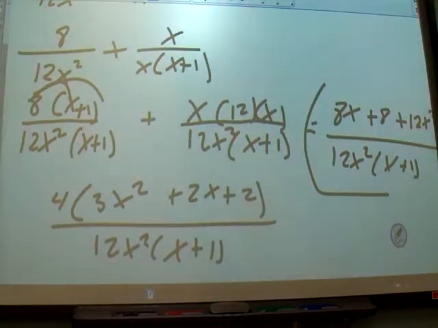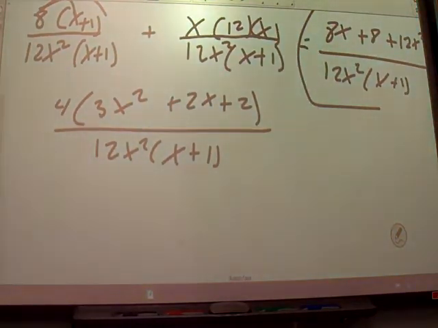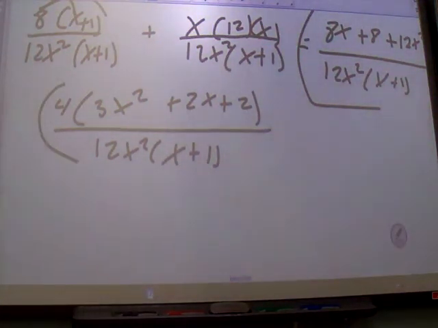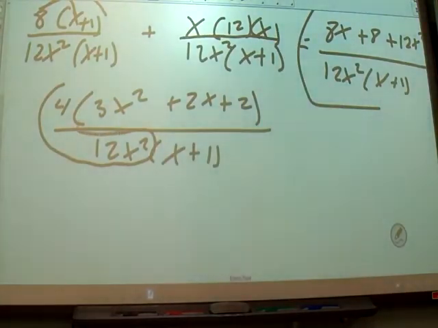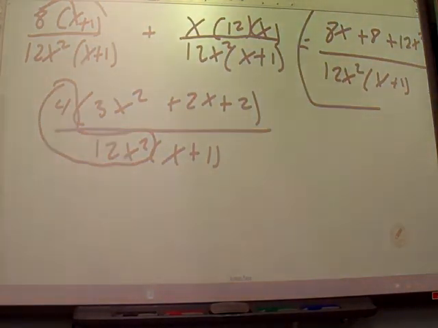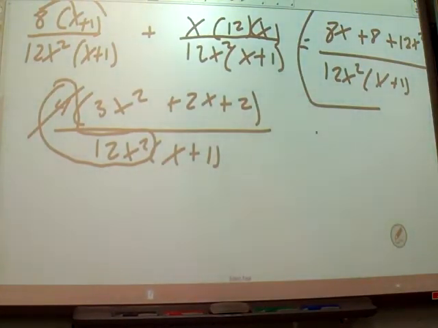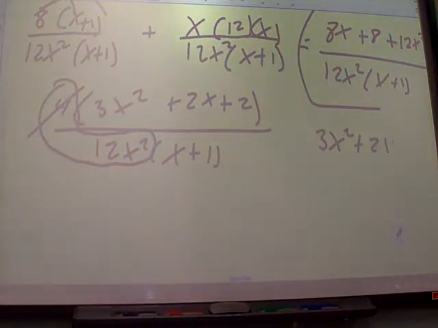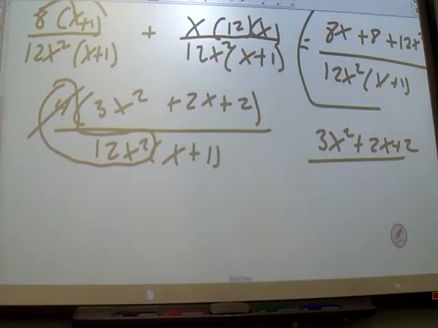Now this is the reason that was a good idea, what Grant was talking about. Now we can reduce those monomials, right? So it goes away on the top. So you just got 3x squared plus 2x plus 2. On the bottom, that 4 over 12 reduces to 3.